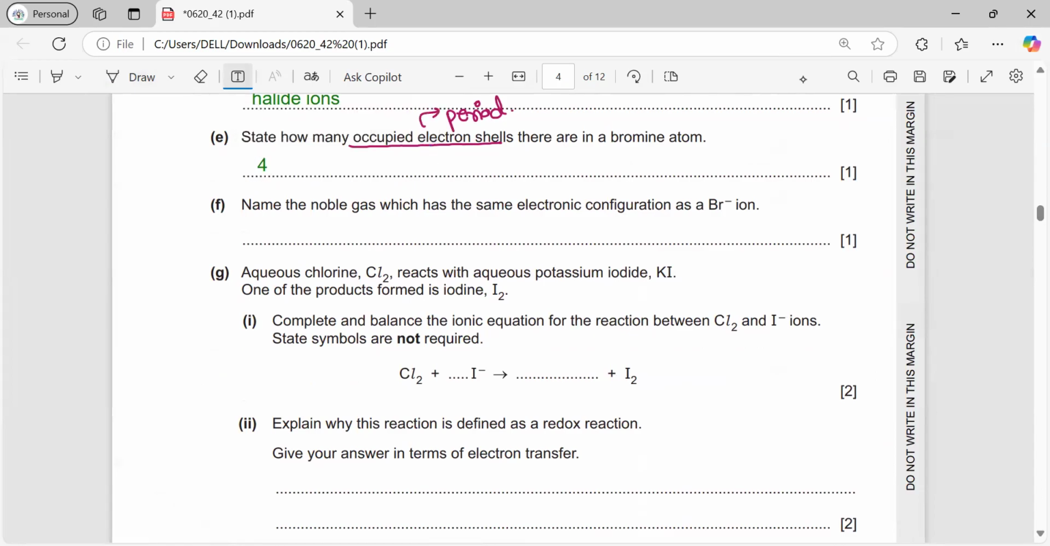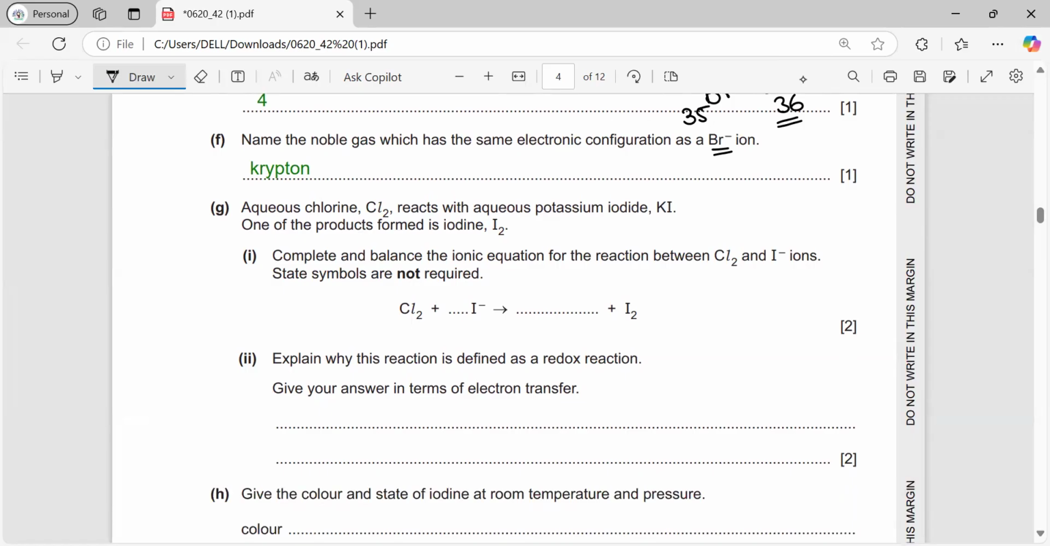Name the noble gas which has the same configuration as bromide ion. So after bromide ion, there is krypton. Because when the elements form ions, they attain the configuration of the nearest noble gas. So bromine has atomic number 35. So after gaining 1 electron, when it becomes bromide ion, its electrons will become 36. And 36 is the atomic number of krypton. So it attains the configuration like krypton.